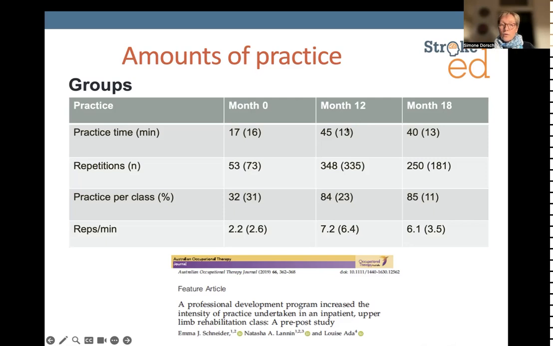And you can see at 12 months, they're now spending 84% of the time that they're in the class practicing, with much higher numbers of repetitions. And 6 months after that, there is some drop off, but still nowhere near back to the very low baseline intensity of practice. So a really large increase in the amounts of practice achieved there because of a higher intensity. You have a look at this: 2 reps per minute compared to 6 reps per minute. The intensity has tripled.